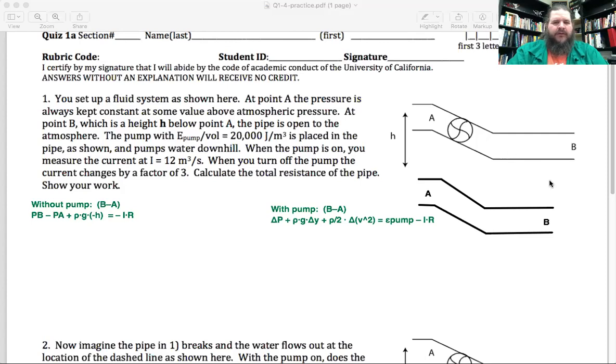Yeah, we definitely have current flowing. And presumably this pipe does have resistance, since what we're trying to find is the resistance of the pipe. So that means we should include the negative IR term. Also, do we know which direction water is flowing? Downhill, so left to right.